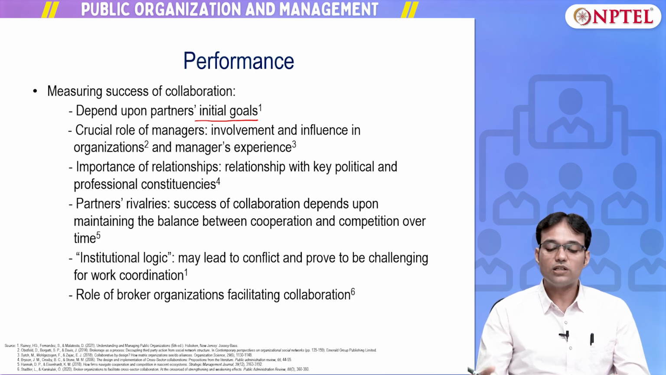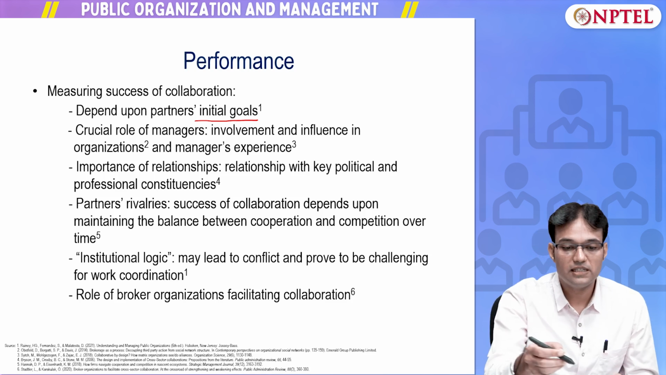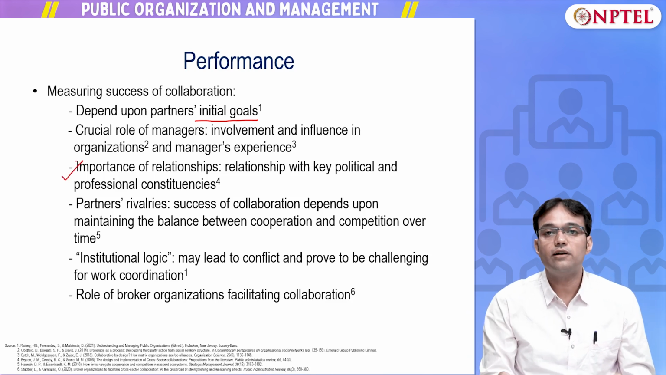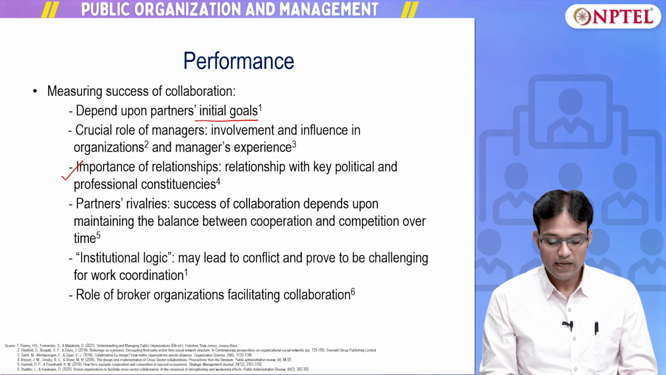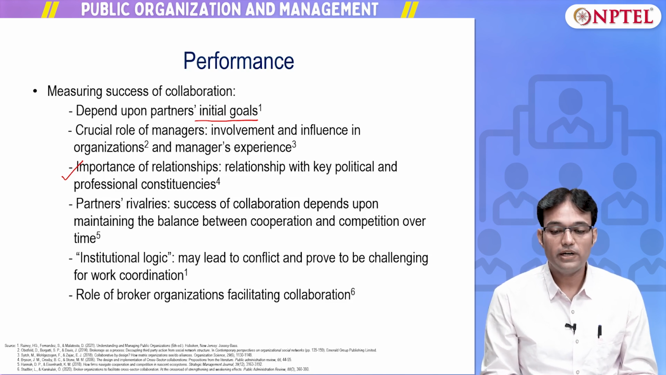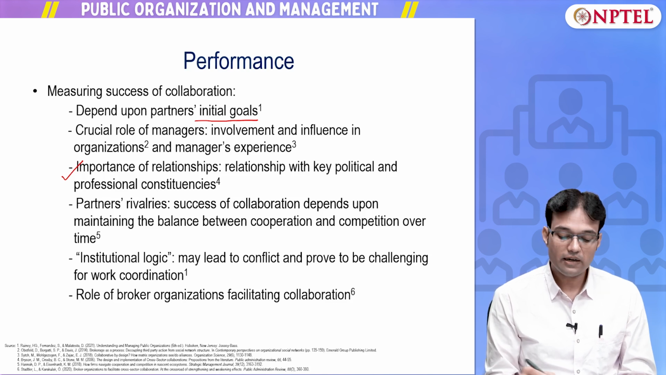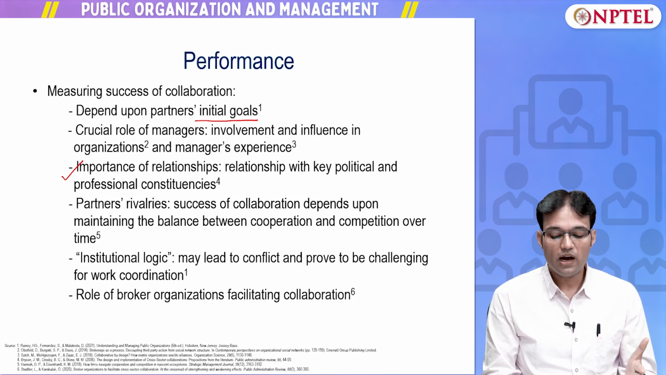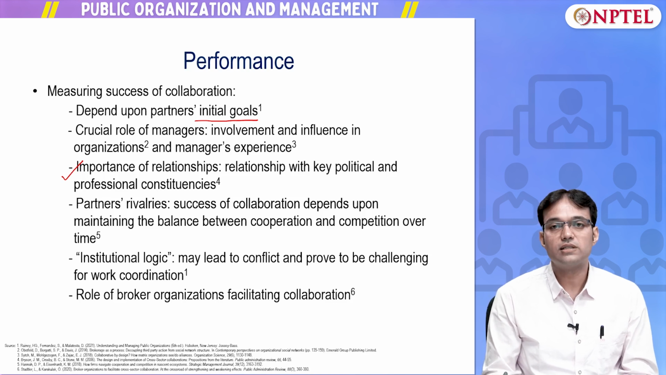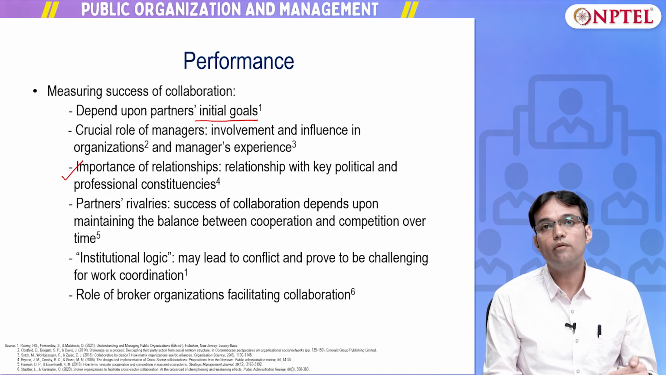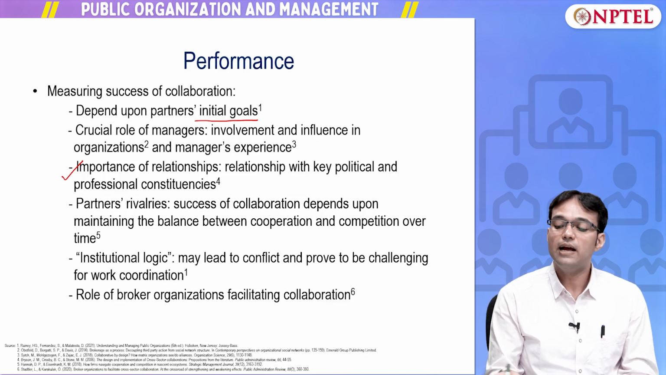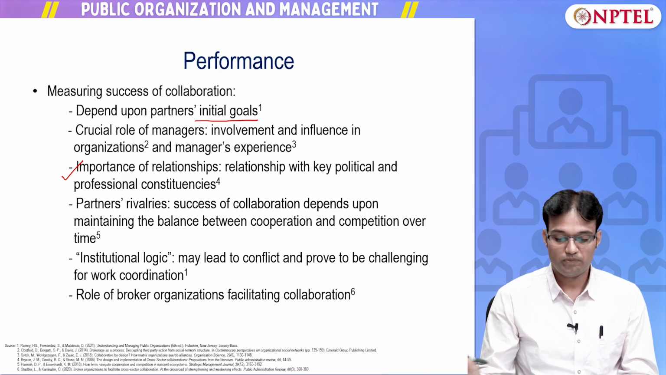Now, Bryson, Crosby and Stone in their research study highlight the role of relationships with the key political and professional constituencies. That's another important indicator for measuring the success of the collaboration. They highlighted that if the collaborations are built on relationships with the key political and professional constituencies, these are important factors for the success of cross-sector collaboration, because you have the authority and you are partnering with somebody having a lot of influence, which can actually impact the collaboration success.